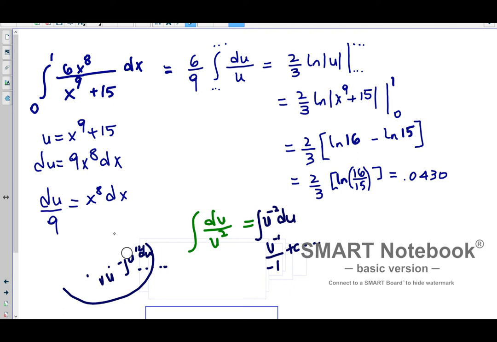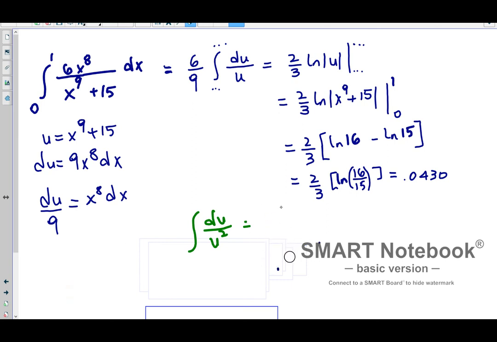So be careful. On the homework for this section, I threw in mixed problems. Some that will require natural log, others that will require the power rule. So you need to look at the question carefully, decide which one applies better, and then apply that technique accordingly.